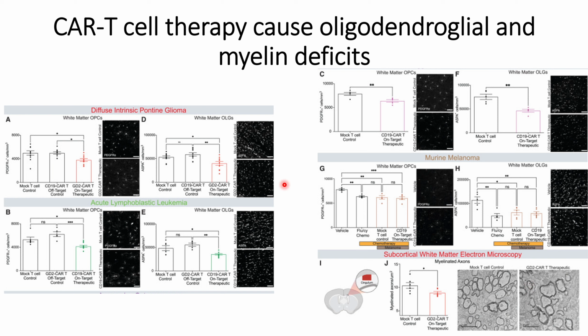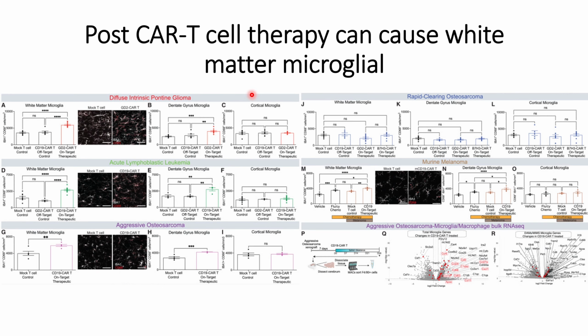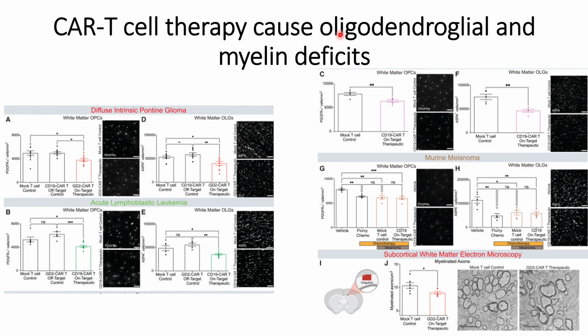So all these results finally point out why there is a change in the white matter microglial formations that we have seen in the previous video. It is because of a decrease in oligodendroglial precursor cells, and also a decrease in the white matter oligodendroglia, and this is because of disruptions in the myelinated axons.